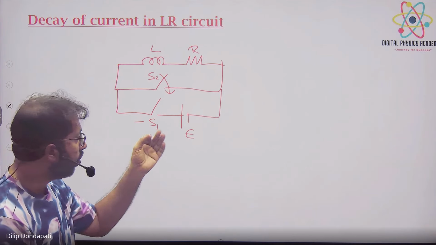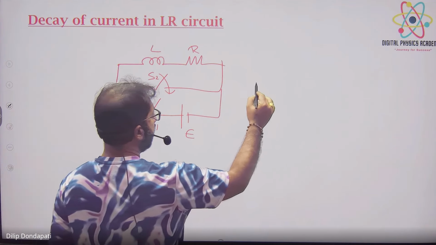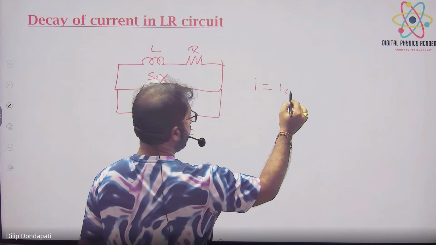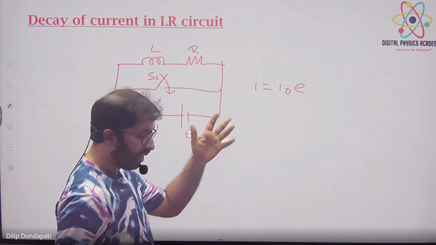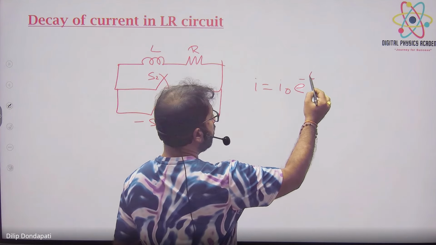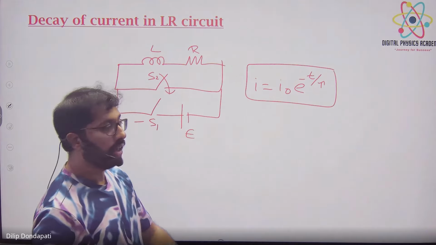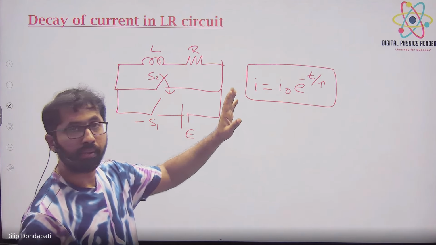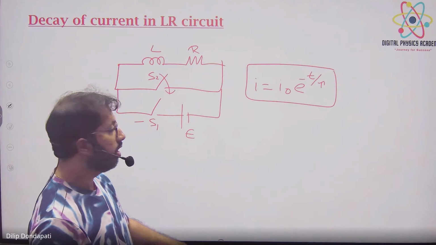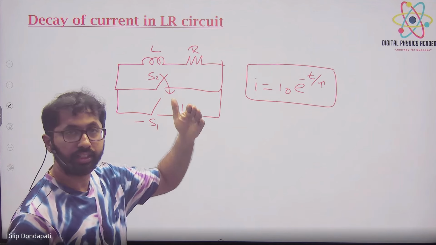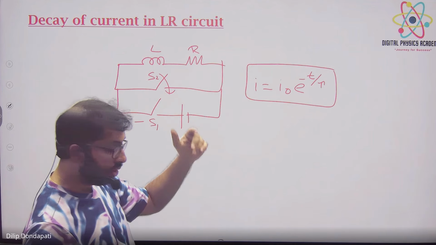Okay, now current is how much? Simply, I is equal to I naught into e power minus t by tau. This is the expression for decay of current. I put it already in the formula sheet. I is equal to I naught into e power minus t by tau is the formula for decay of current, when the current is decreasing. It will decrease exponentially.